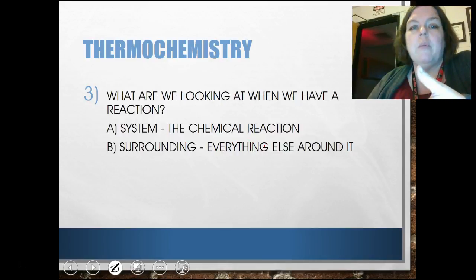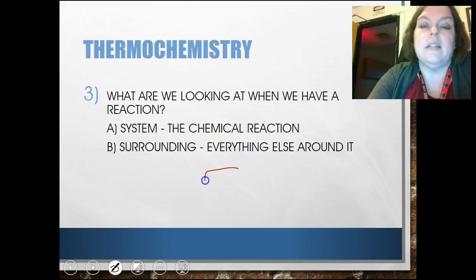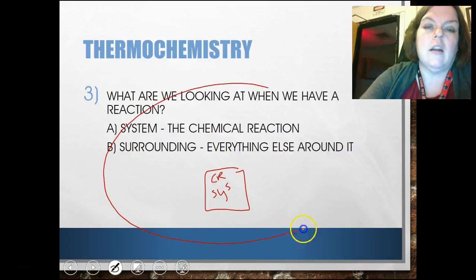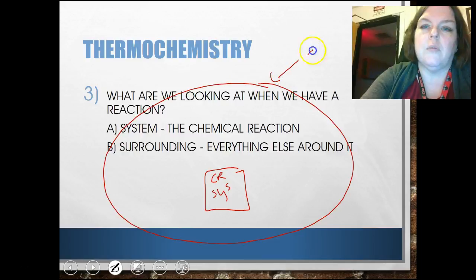So what are we looking at when we have a reaction? We're looking at the system. The system is where the chemical reaction occurs. There's the system. This is the chemical reaction, okay? The surroundings are everything else. So these are the surroundings. Yes, I'm covering up some words. It's okay. Okay, these are the surroundings.